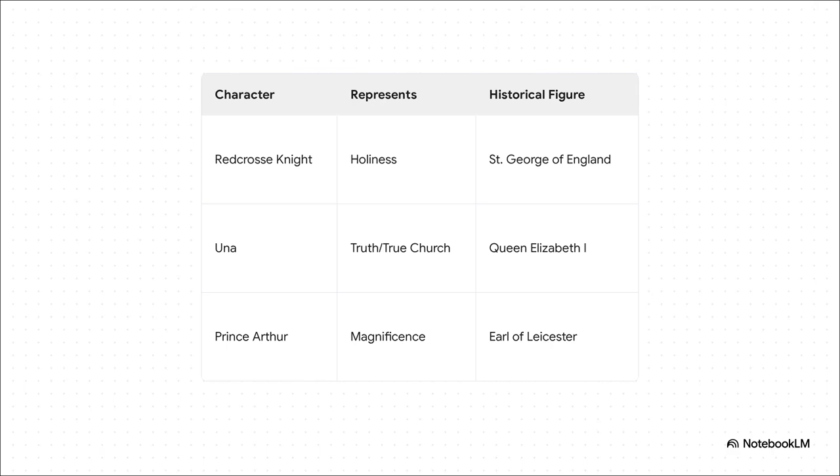Her name means one, symbolizing the one true church, the Protestant church, and by extension, she also represents its head, Queen Elizabeth I herself. And finally, you have the legendary Prince Arthur. He stands for the virtue of magnificence, and most scholars agree he's a stand-in for a real person, Robert Dudley, who was a powerful nobleman and very close to the Queen.